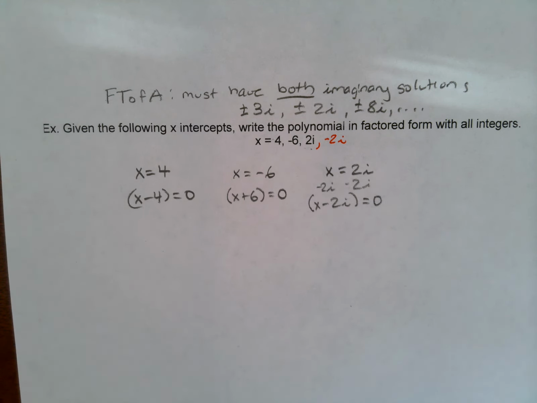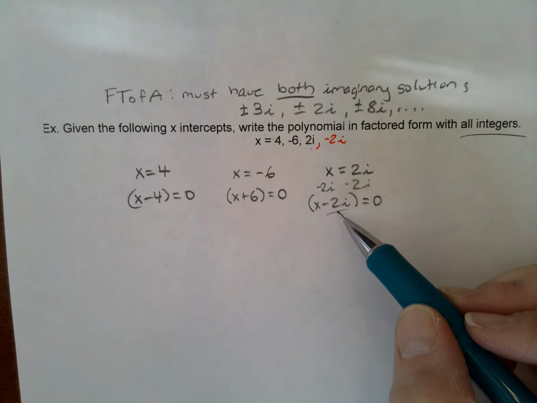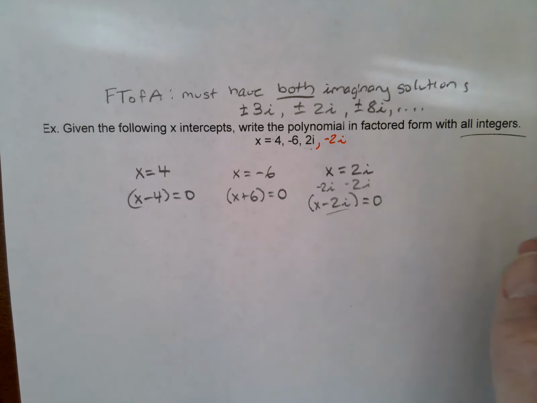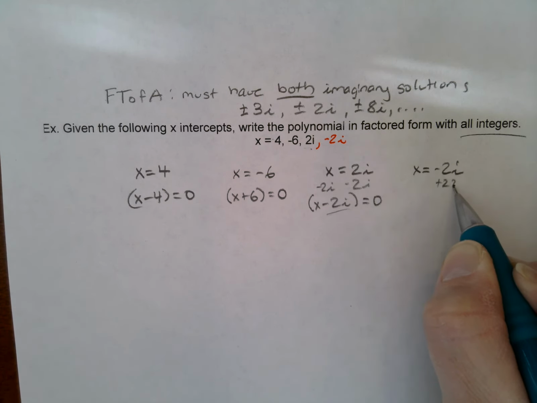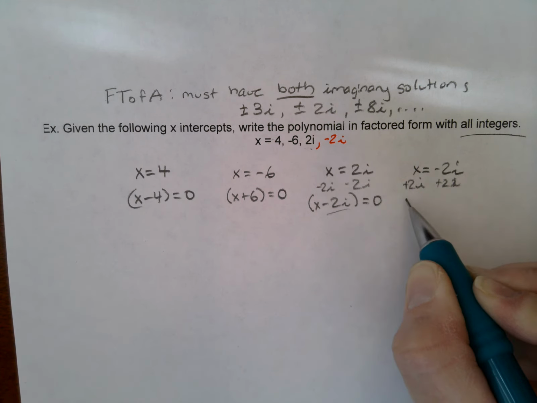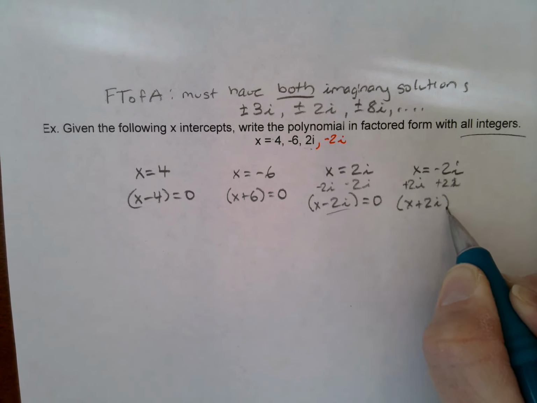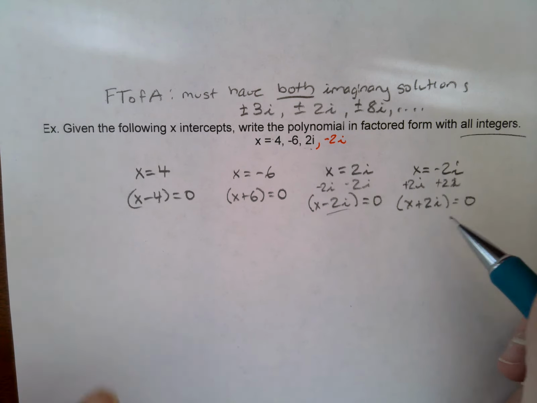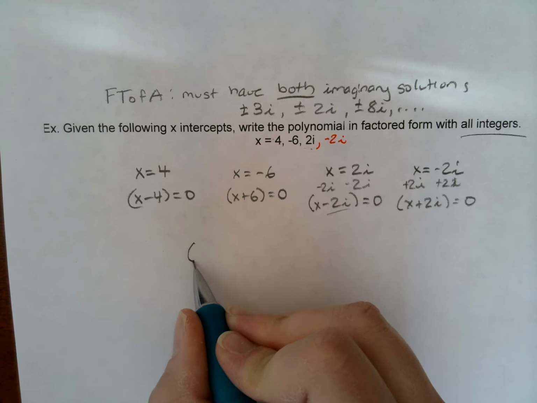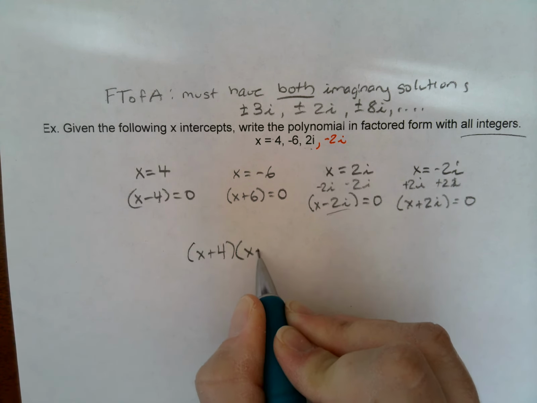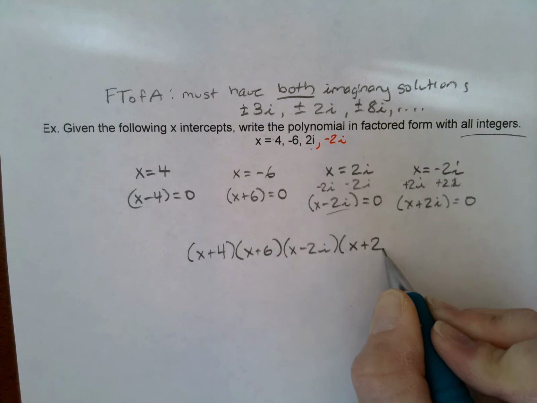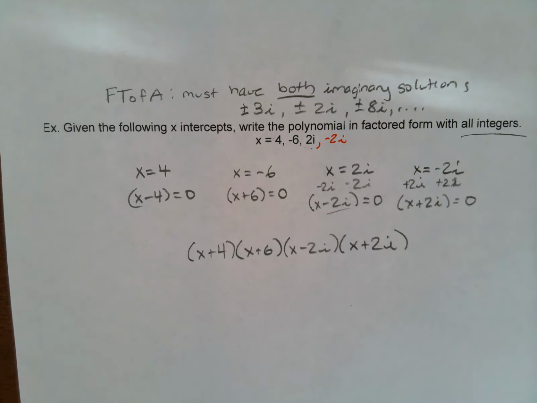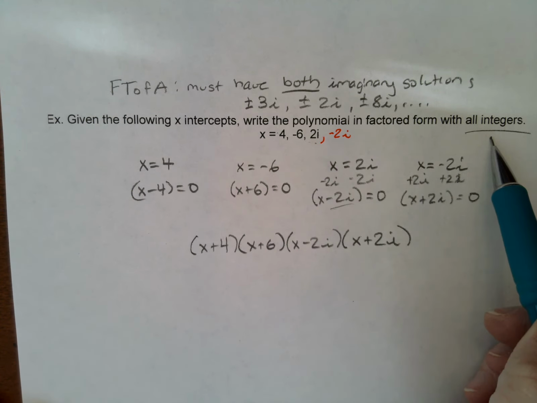Now what you're probably noticing is, well, that's not an integer. It's not a fraction, but it's not an integer. But let's keep going, and I'll show you why. So now we've got the other one, negative 2i. So therefore I add it to the other side. And now I've got x plus 2i equals 0. Now, in my final answer, we cannot have this: x minus 4, x plus 6, x minus 2i, x plus 2i. I can't have the i's because they aren't integers.